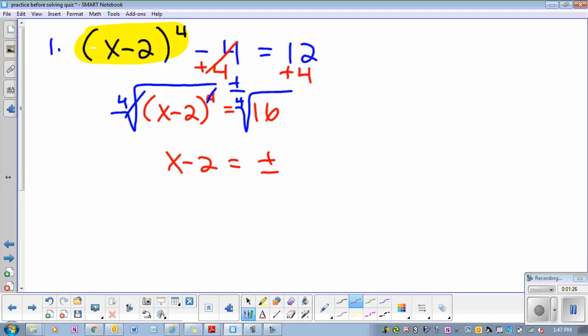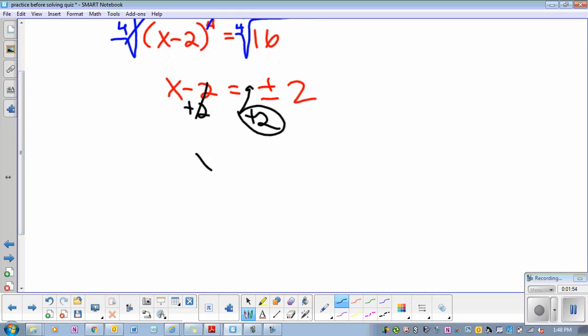2. Good. So I think a lot of you got a little mixed up here because you forgot the plus or minus, right? You need to add the 2 to get the x all by itself. What did I tell you when you already have a plus or minus on the other side and you add or subtract something over? Where does this go? Good. It goes in front of the plus or minus. So you have x equals 2 plus 2 and 2 minus 2.